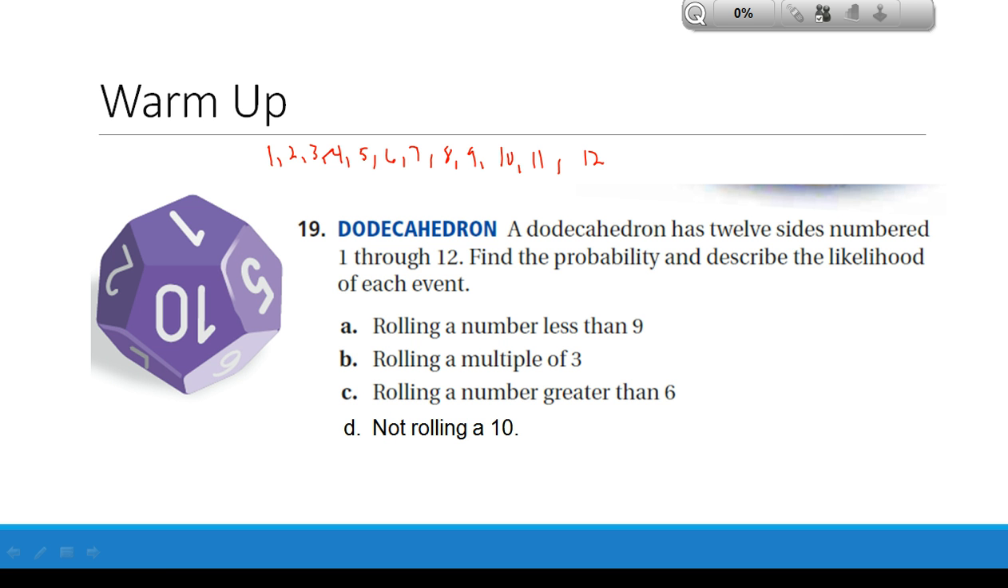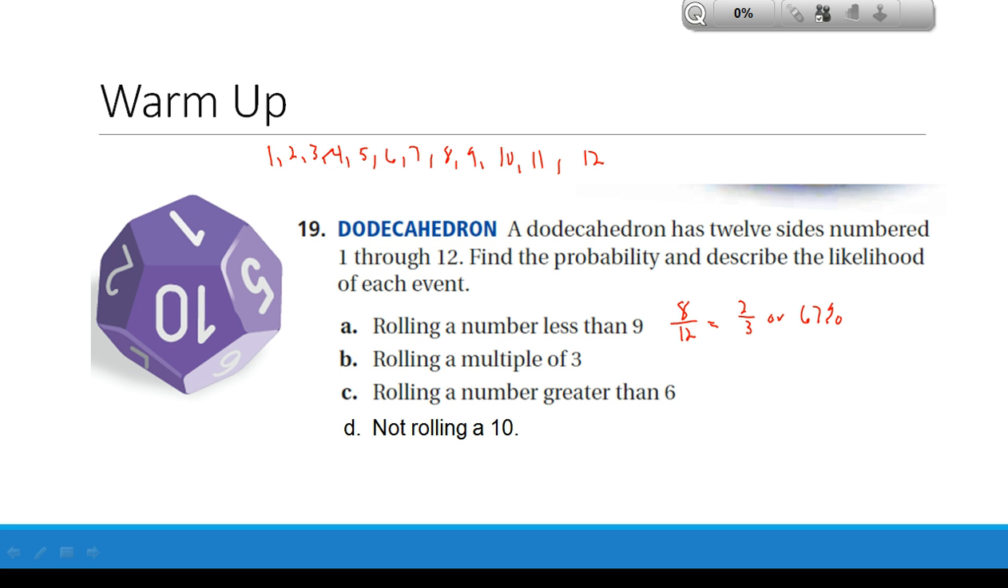Okay, so how many are less than 9? So that does not include 9. So there's 1, 2, 3, 4, 5, 6, 7, 8. So 8 are less than 9. And there's 12 possibilities. So that's an 8 out of 12. Or if I reduce that, 4 goes into both of those. So that would be 2/3 or a 67% chance. 66.7 or 67%.